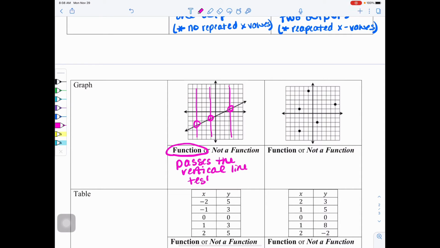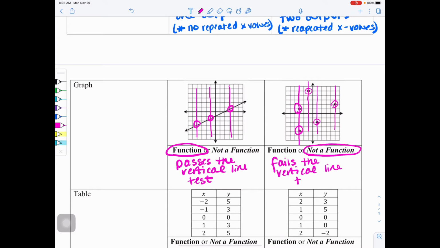Now again, you could also say because each input has one output. If I look at the next picture and I start to draw vertical lines, so far so good. They're only intersecting in one spot. But then when I draw this line, it intersects in 2 spots. So this is not a function because it fails the vertical line test.